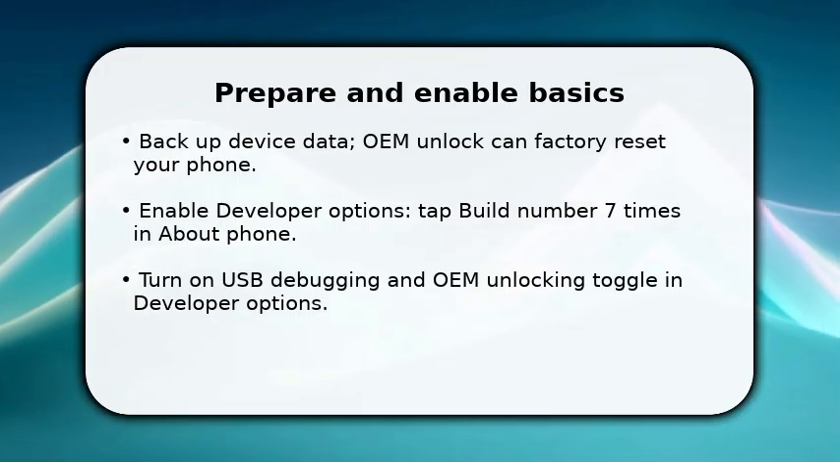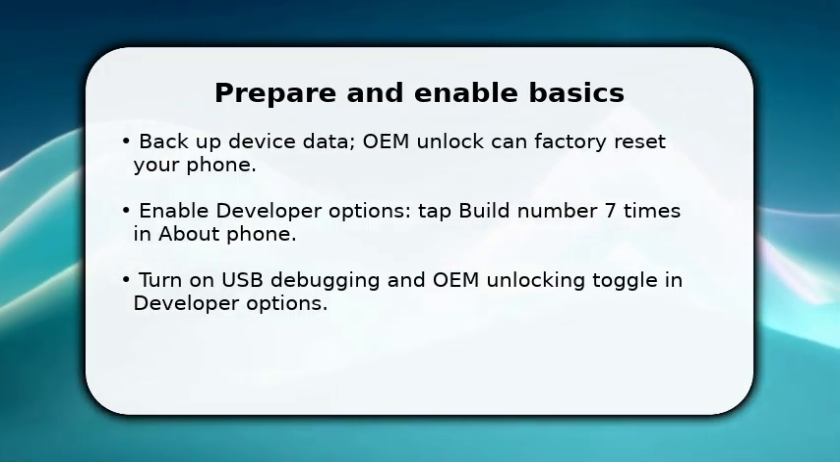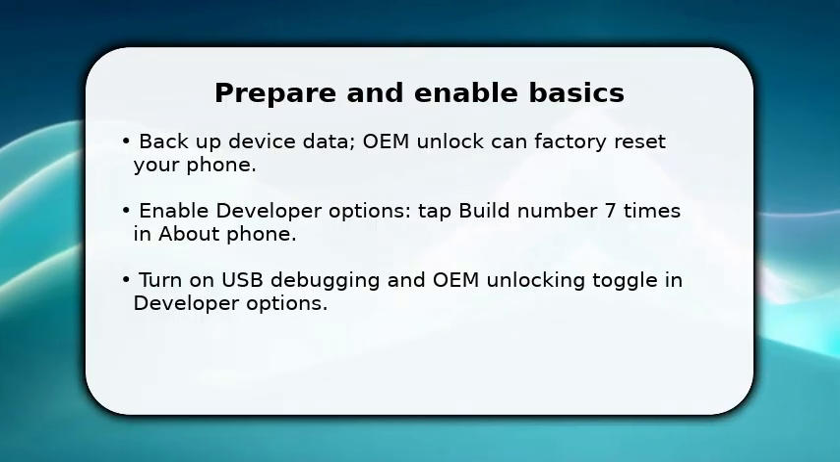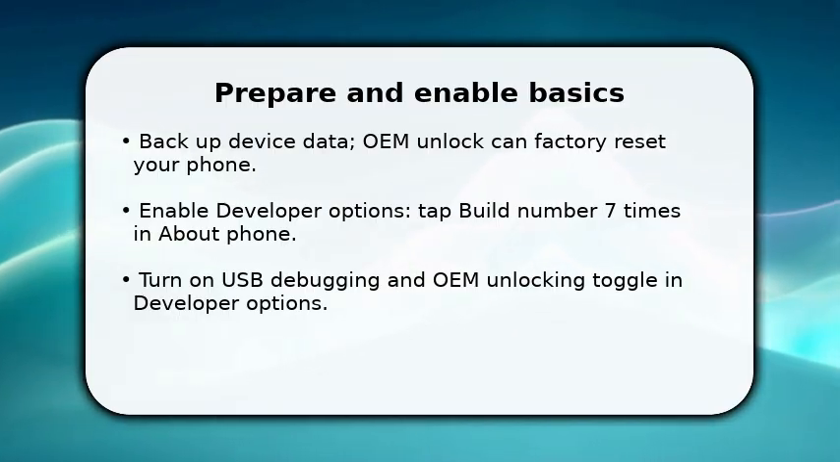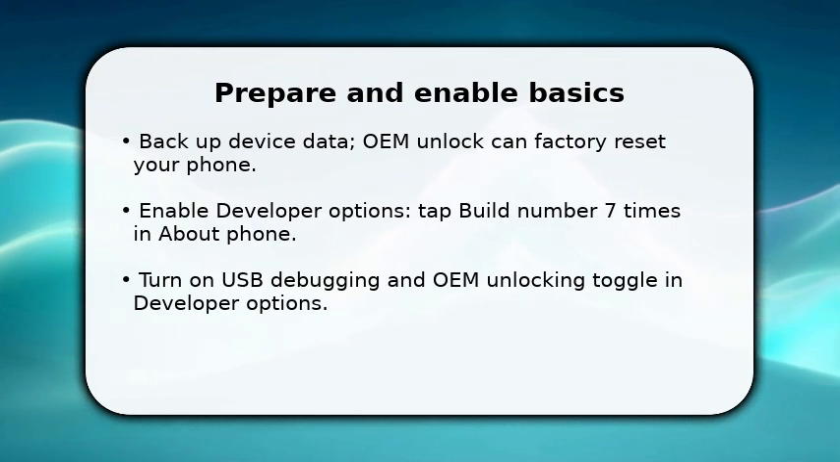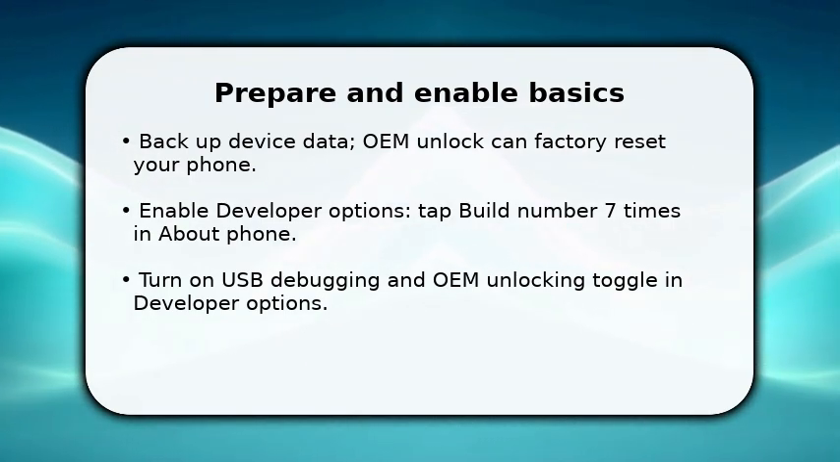Once done, enable USB debugging and the OEM unlocking switch in developer options so your PC can communicate with the phone. Make sure the phone screen is unlocked and that you accept any USB debugging prompts when the PC connects.